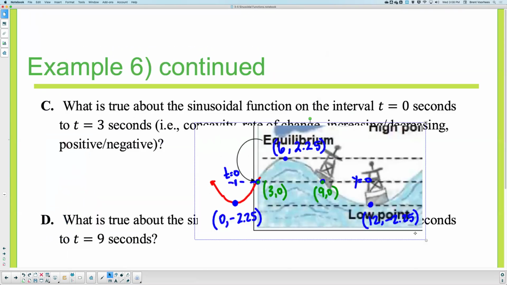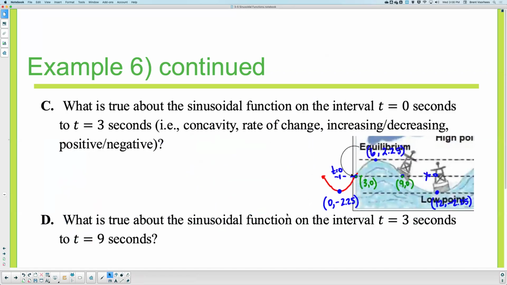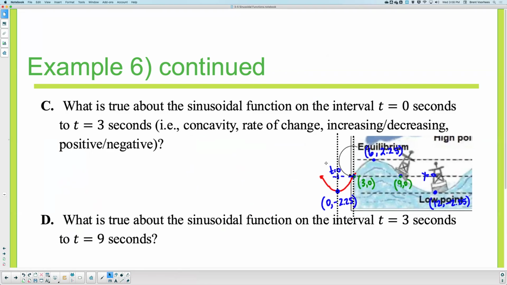So I'm looking from 0 to 3. Okay, we're looking in this interval from 0 to 3 seconds. There we go. From 0 to 3 seconds, the concavity, we are concave up.